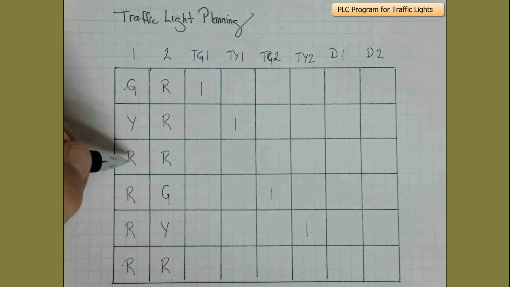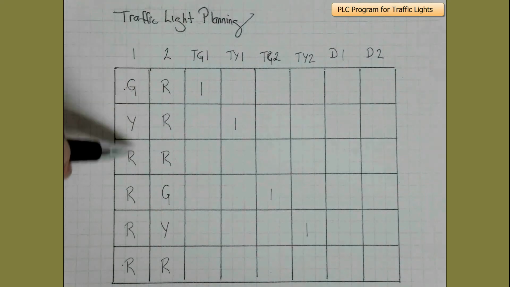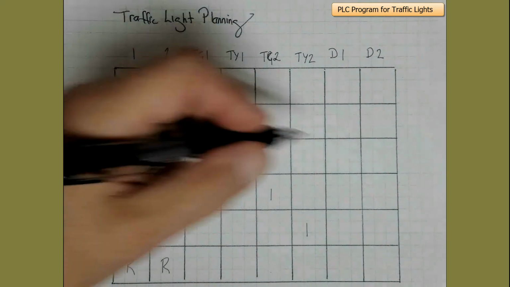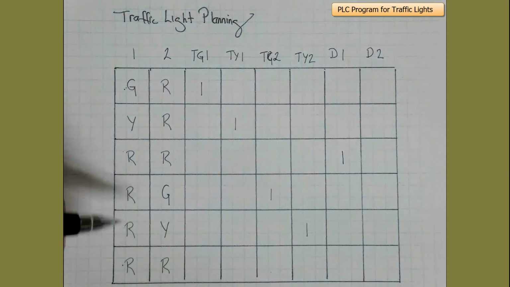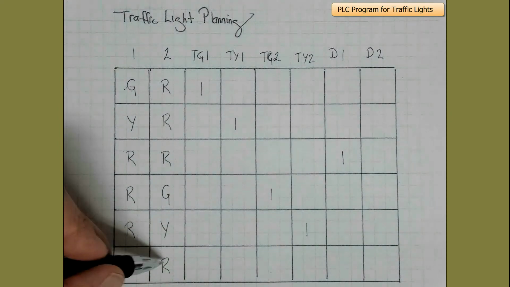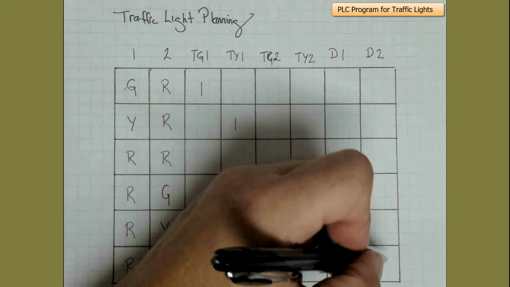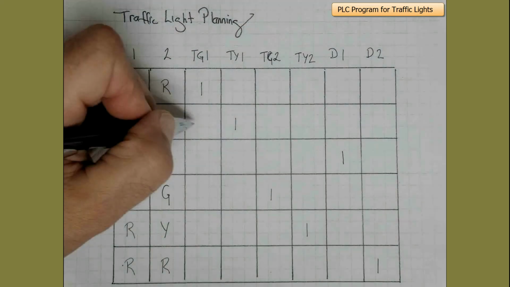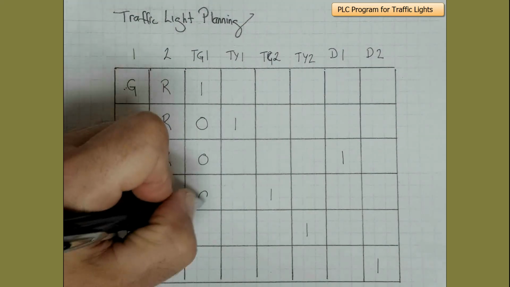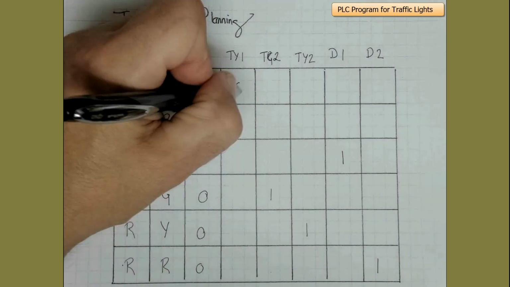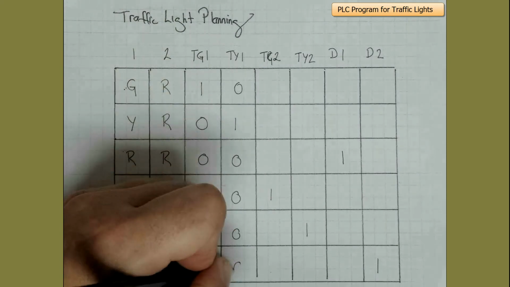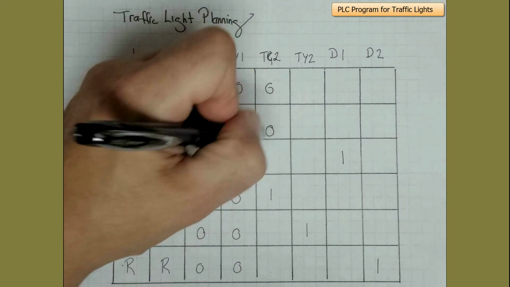So that fills in the gaps here. So switching between traffic light 1 and traffic light 2, we're going to need delay 1, and switching between traffic light 2 and traffic light 1, we're going to need delay 2. Now in all these other boxes, these timers are not functional. So let's just fill these in with zeros, and we get a truth table of sorts.